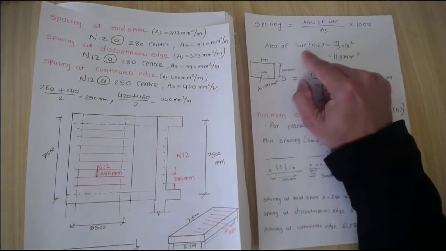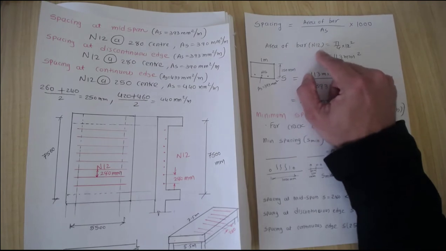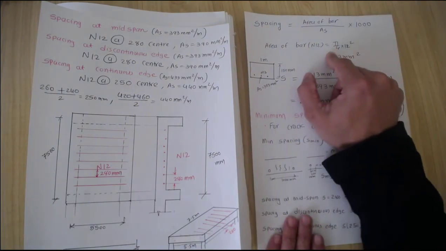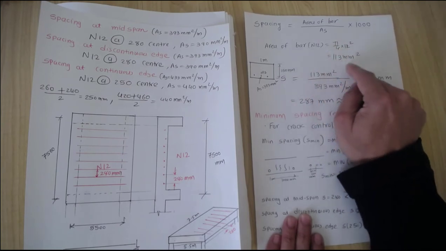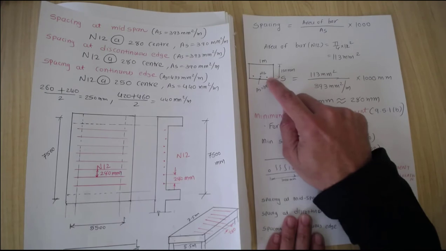First we find the area of the N12 bar, which has a 12 millimeter diameter. The area of 1 bar is pi by 4 times diameter squared, which gives me 113 millimeters square. That is the cross-section area of 1 bar.